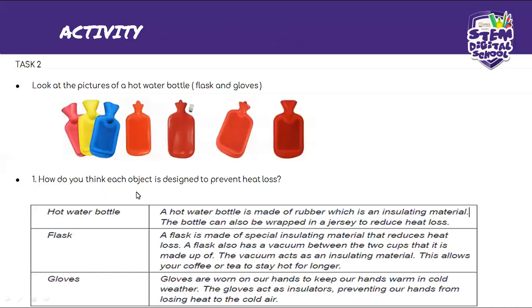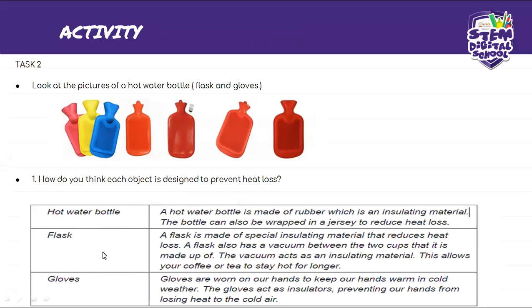How do you think each object is designed to prevent heat loss? Okay, for the sake of time, let me just go on to explain. The hot water bottle you are seeing is made of rubber, which is an insulating material. The bottle can also be wrapped in a jersey to reduce heat loss.